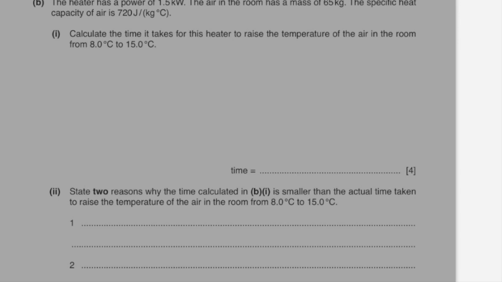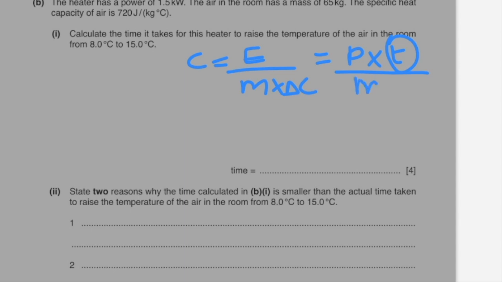So specific heat capacity is equal to energy divided by mass times change in temperature. But over here, energy directly is not given. Instead, we have it in the form of power times time, and time here is unknown. The rest of the values are given. So first I'll start by calculating the change in temperature, which is 15 minus 8 degrees, and that is equal to 7 degrees Celsius.